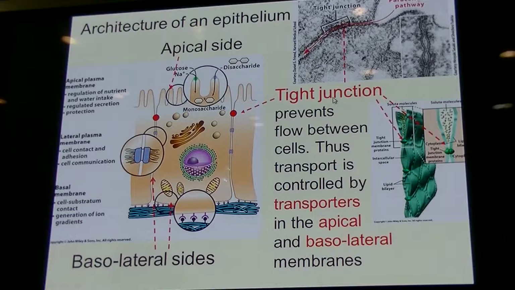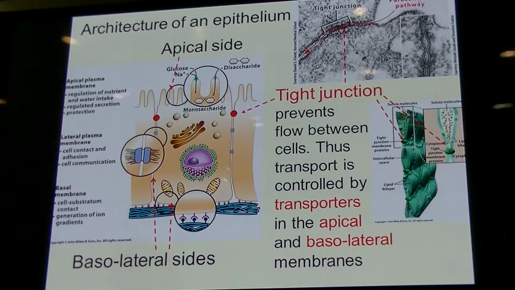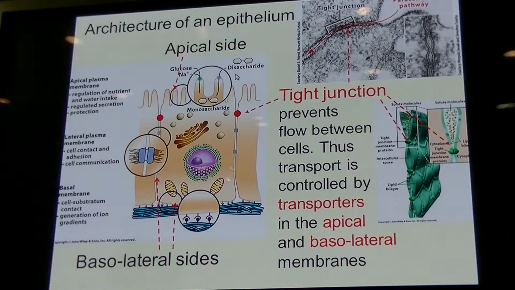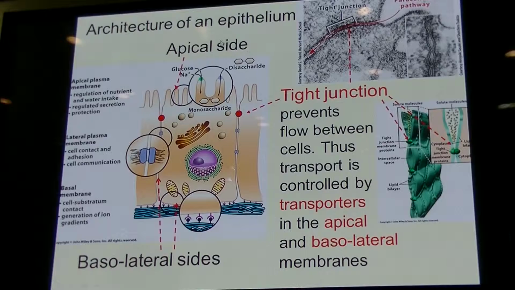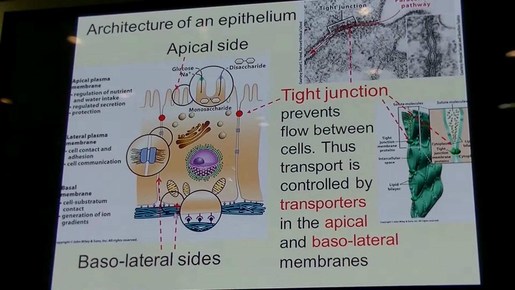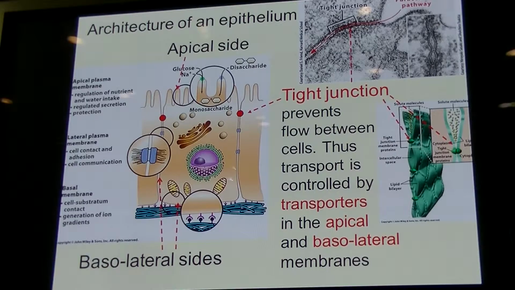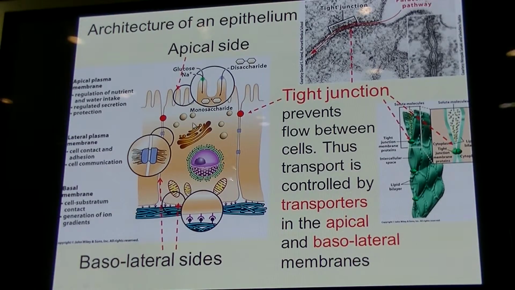So the tight junction separates the apical membrane domain from the basolateral membrane domain, and it's a diffusion barrier for solutes, which means that every transport of solutes and water has to go through the epithelial cells. First through the apical membrane, and then through the basolateral membrane. So you should understand this general structure of an epithelium.